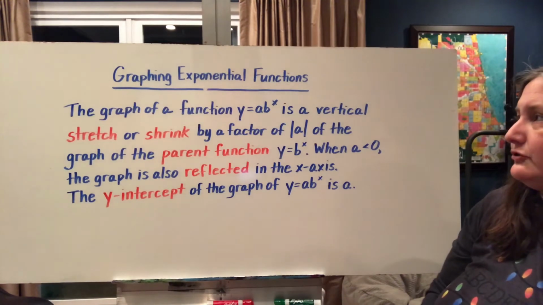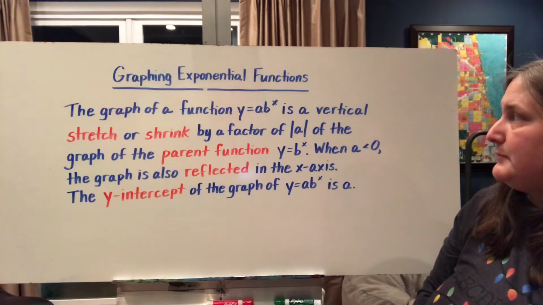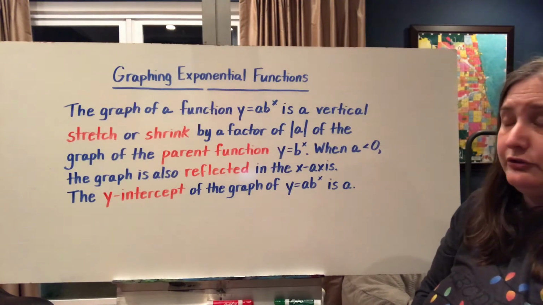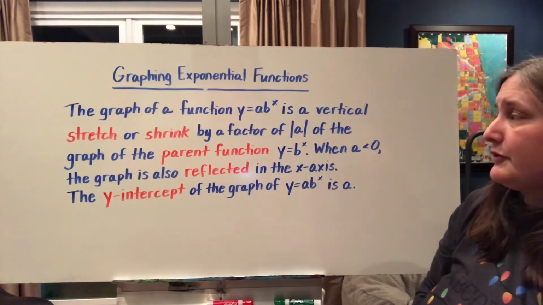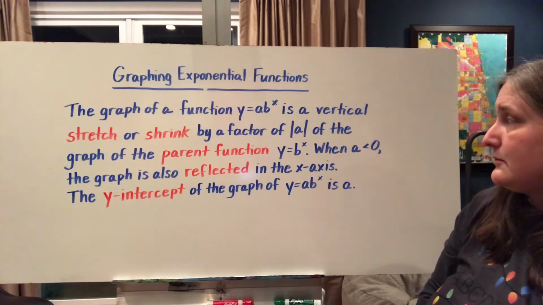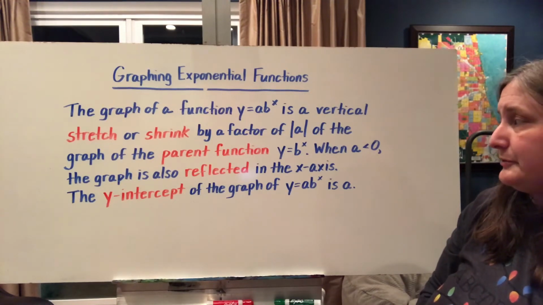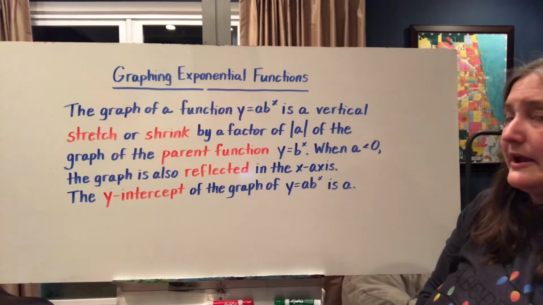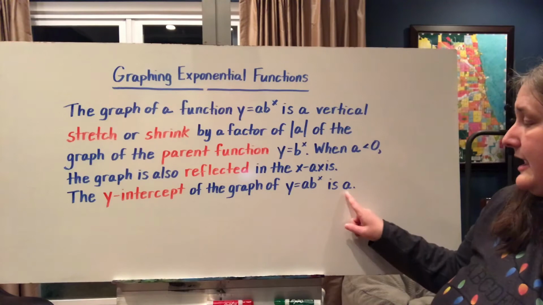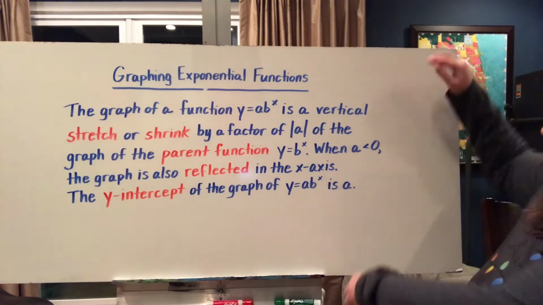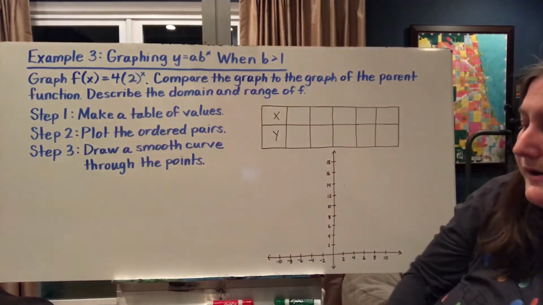When graphing exponential functions, the form of our exponential function y equals a times b to the x power is a vertical stretch or shrink by a factor of the absolute value of a of the graph of our parent function y equals b to the x power. When a is less than 0, the graph is also reflected in the x-axis. The y-intercept of the graph is always a, the value of a. So let's see some graphs where we actually will see this in practice.